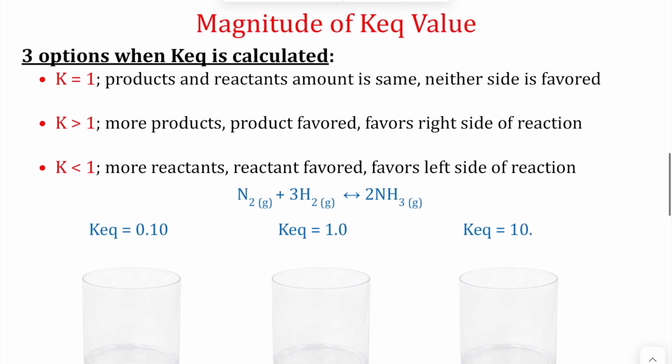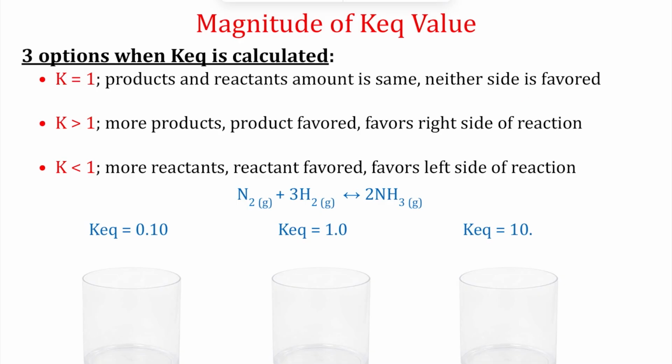So what does the magnitude of that Keq value tell us? We're going to have 3 options. We're going to either have a K value equal to 1, a K value greater than 1, or a K value that's less than 1. These are always going to be positive. If K is equal to 1, that means the product and reactant amounts or concentrations are the same, so neither side of the reaction is favored.